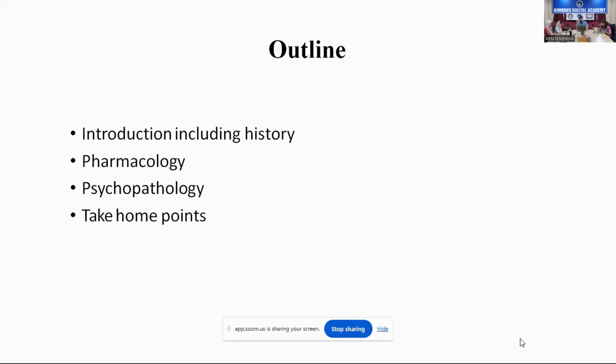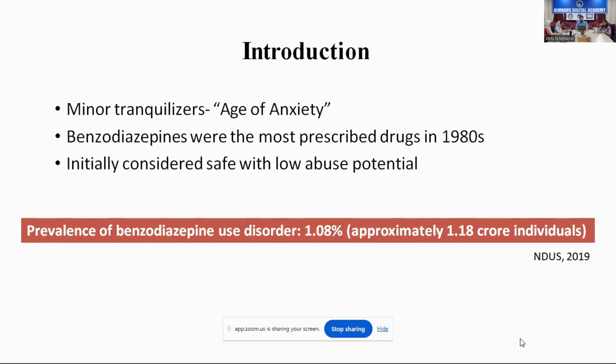physiological changes associated with them. I'll be talking about psychopathology, that is the sedative and hypnotic use disorders or the dependence that is there in ICD-11 and DSM-5. And then I'll be concluding with take-home points. Right. So just for the introduction part, it was introduced earlier.